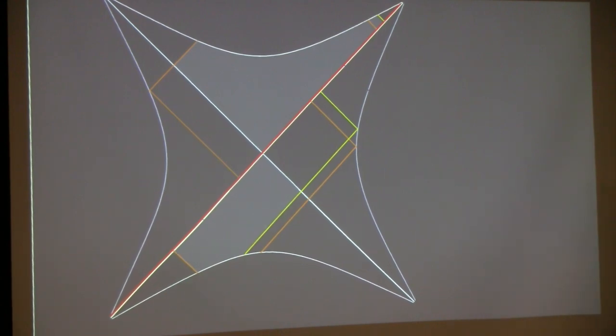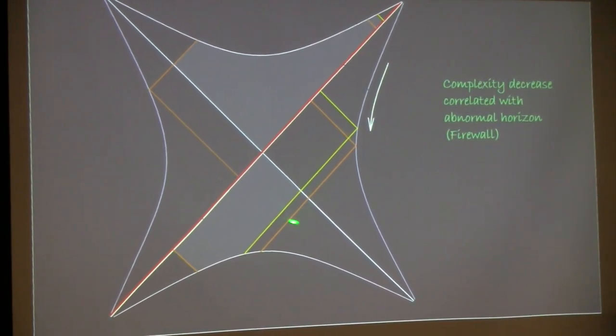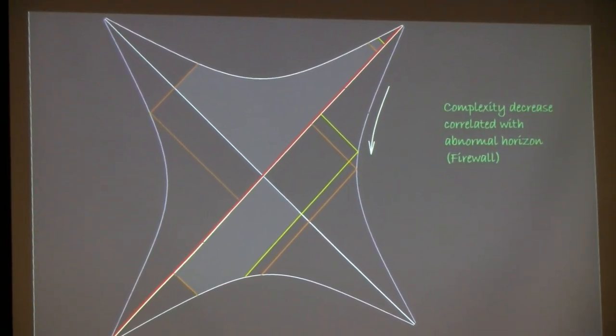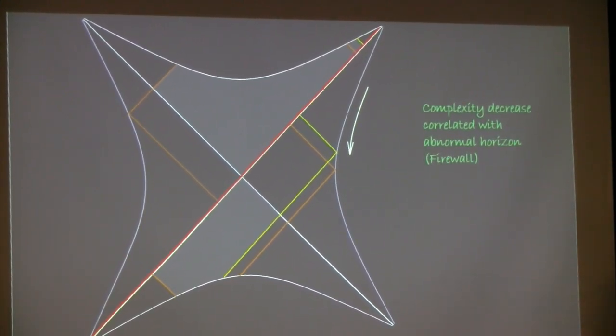The implication is that as you go upward in time over here, the complexity decreases. I indicate that by drawing an arrow downward. The complexity increases in the downward direction. That seems a little bit abnormal. Complexity would seem like something that you would expect to grow, and here I'm telling you that in this context, it decreases.